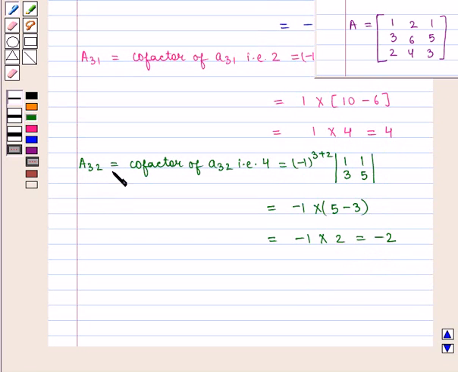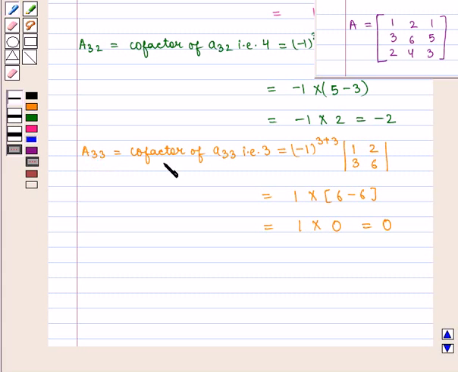Now A32 is the cofactor of A32, that is 4, and is given by (-1) raised to power 3 plus 2 into the determinant containing elements 1, 3, 1, 5, and is given by (-1) raised to power 5, that is -1, into 5 into 1, that is 5, minus 3 into 1, that is 3, and is equal to -1 into 5 minus 3, that is 2, which is given by -2.